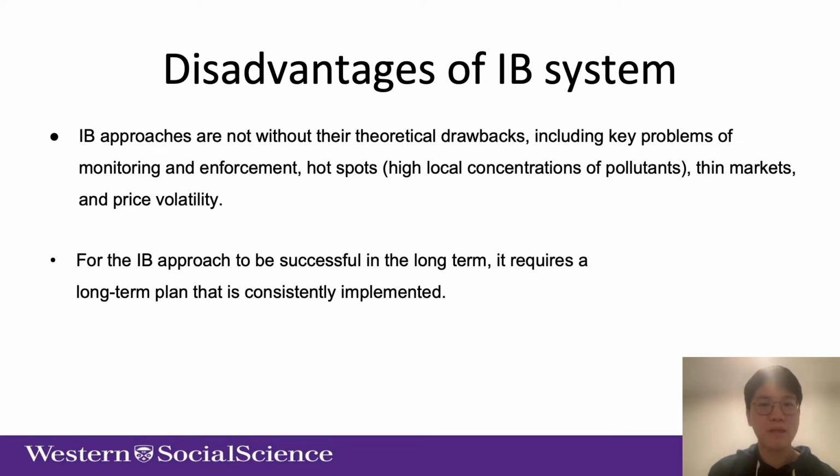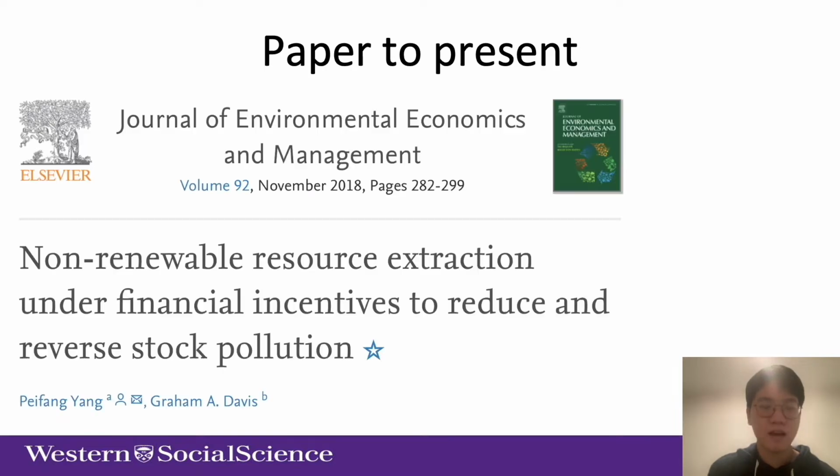And then here are some disadvantages of the IB system. The IB approach has theoretical drawbacks, including the critical issue of monitoring and enforcement, high concentration of local pollutants, thin markets, and price fluctuations. And for the IB system to be successful in the long term, it requires a long-term plan that is consistently implemented.